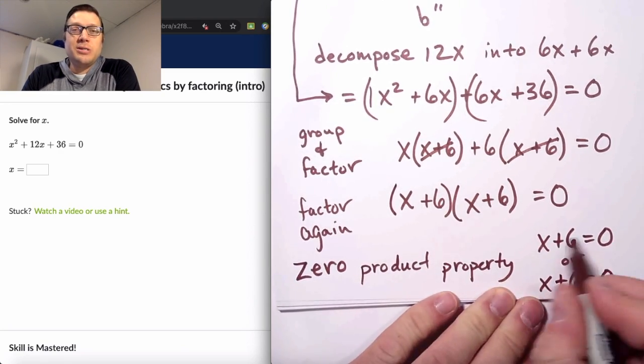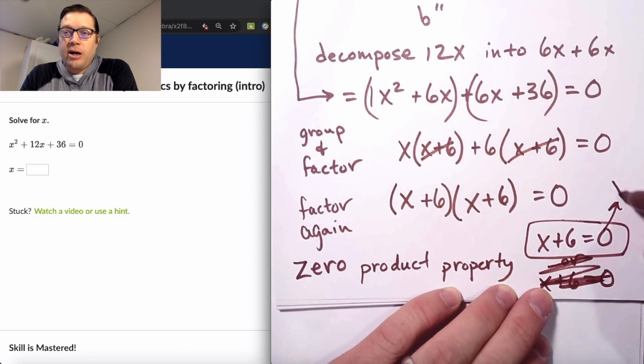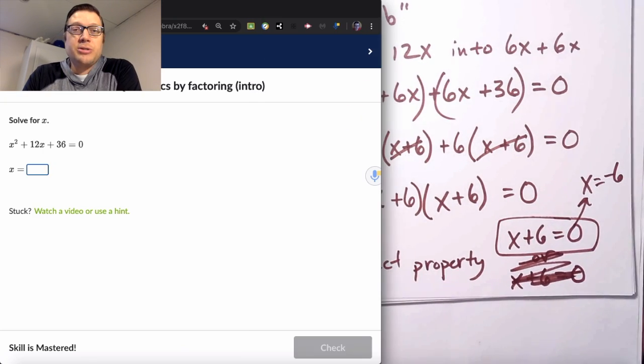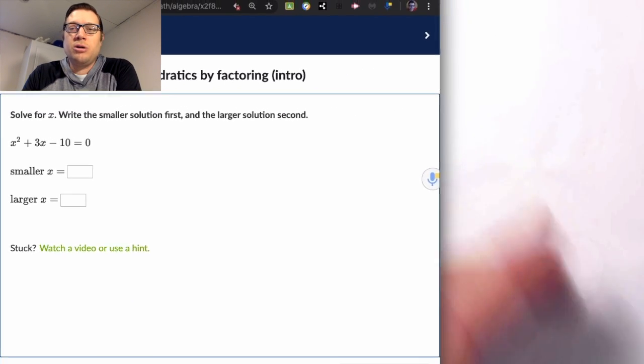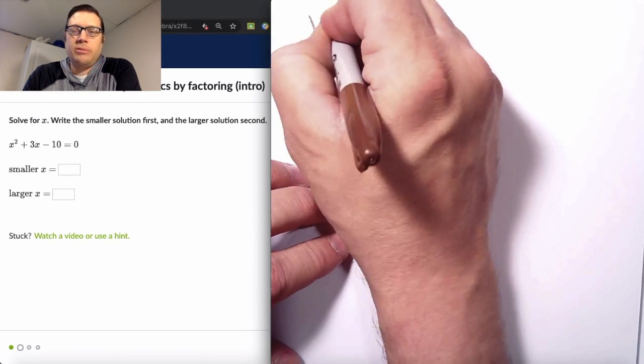We do this because of the zero product property. You can see right there, both of those factors, the zero product property says they both have to equal 0. So set them both equal to 0 and solve. They were just the same factor, so we eliminated one.